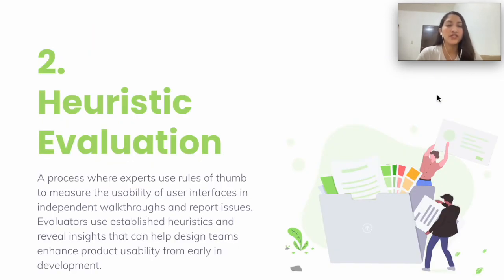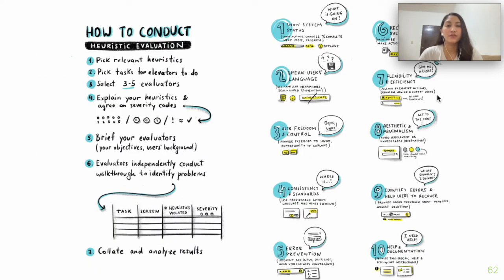Next, we have the heuristic evaluation. Heuristic evaluation is a process where experts use rule of thumb to measure the usability of user interfaces in independent walkthroughs and report issues. Evaluators use established heuristics just like the Jakob Nielsen's heuristics and reveal insights that can help design teams enhance product usability from early in development.